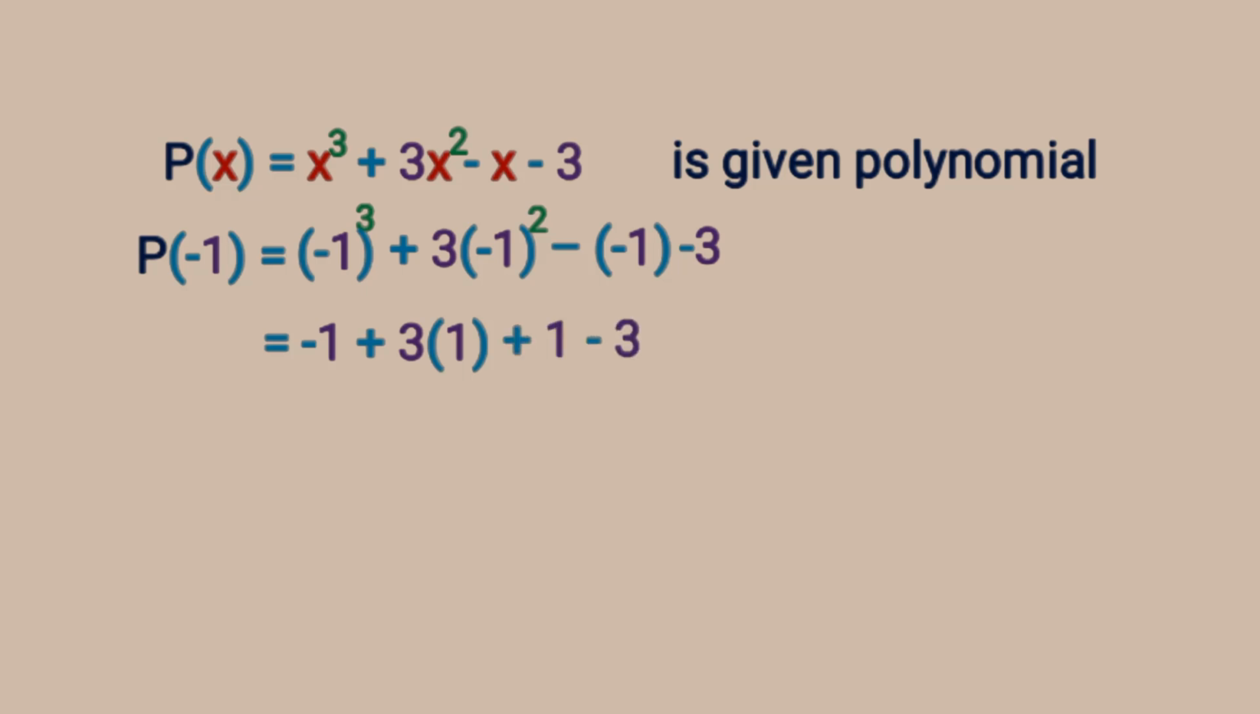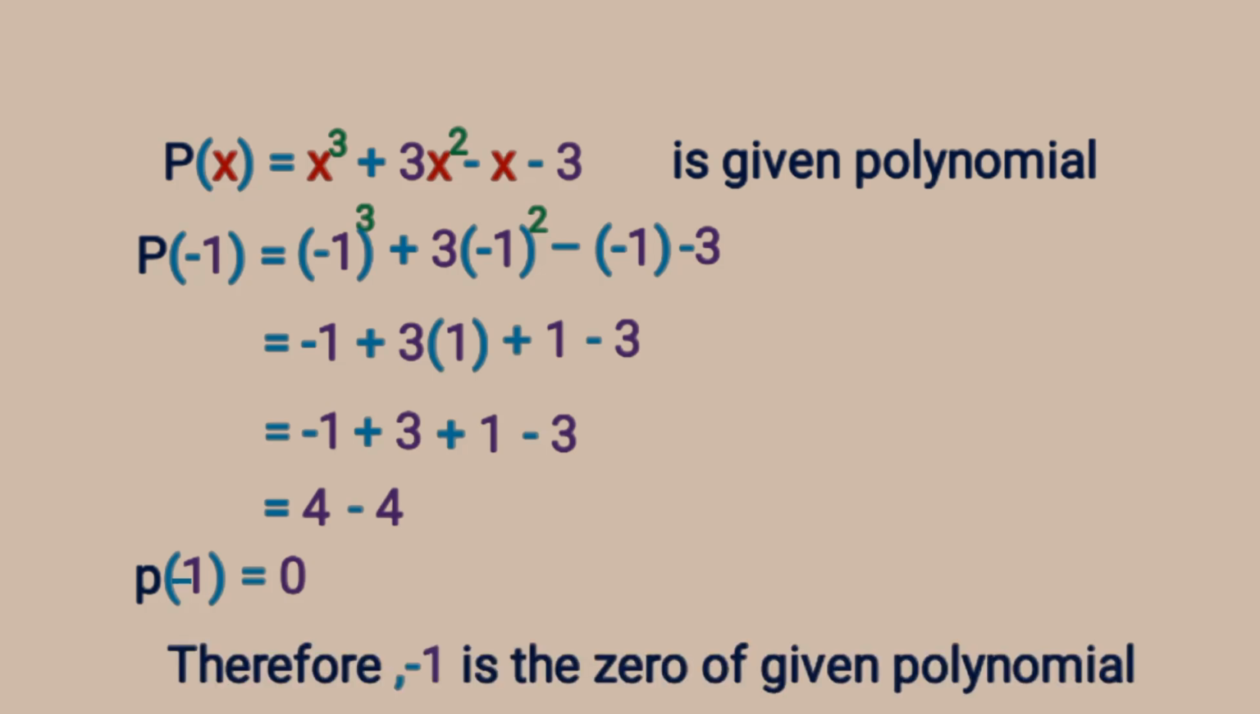Now again simplifying this, we get minus 1 plus 3 into 1 equals plus 3 plus 1 minus 3. So here we have two positive numbers and two negative numbers. By adding two positive integers, that are 3 and 1, we get positive 4, and by adding two negative numbers, that are minus 1 and minus 3, we get minus 4. So now what is the result that we get? 0. By substituting minus 1 in the place of x, we get the polynomial value as 0. Therefore we can say minus 1 is also the 0 of the given polynomial.